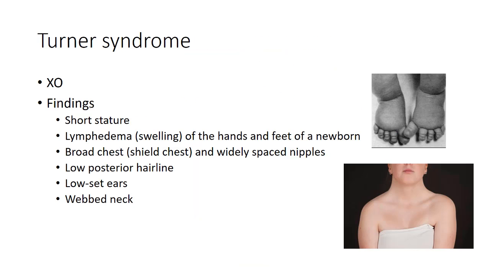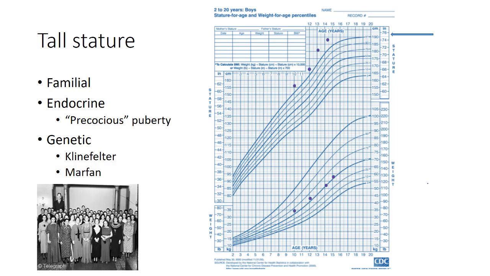Turner syndrome is a genetic syndrome. It's XO. You have 45 chromosomes, and the findings include short stature, as we've discussed, but also lymphedema. And here's a picture of a child with lymphedema, the swollen hands and feet, the broad chest and widely spaced nipples, the low posterior hairline, and a webbed neck. And you can see a picture of this webbing here that would be suggestive of someone who might have Turner syndrome.